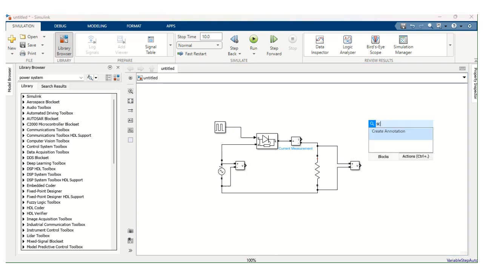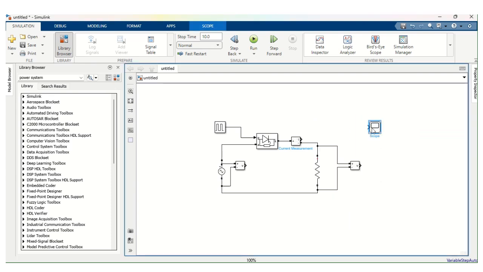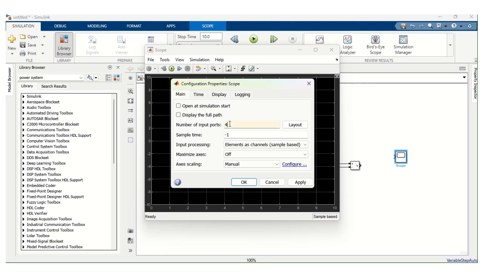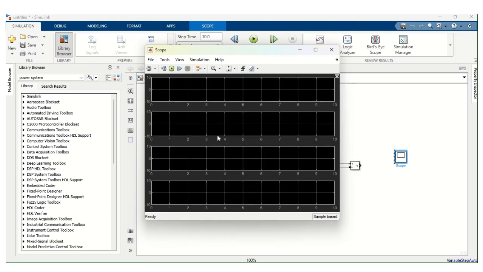Now we need to see the voltage, current and the pulse given in the circuit, so we need a scope. We are going to measure four things. One is the supply voltage. Number 2 is the gate pulse. Number 3 is the output voltage. Number 4 is the output current. So I'm going to double click the scope, go to configuration parameters. Number of input ports should be 4. Next, layout 4. Apply. Now I can see 4 scopes here.